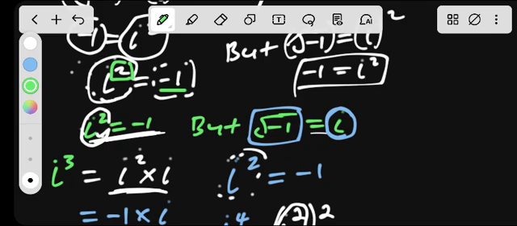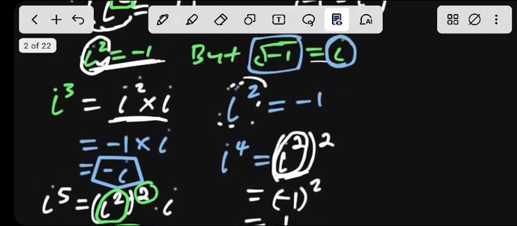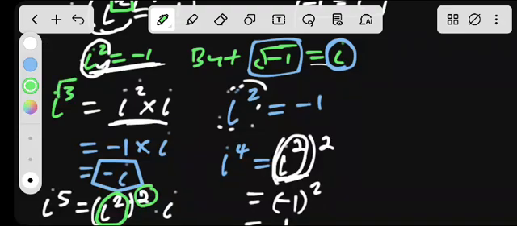So let us check this one here. Now we have 3. As you can see, 3 is an odd number. If you have an odd exponent, our answer ends with the imaginary number i. It's either negative or positive, it doesn't matter.